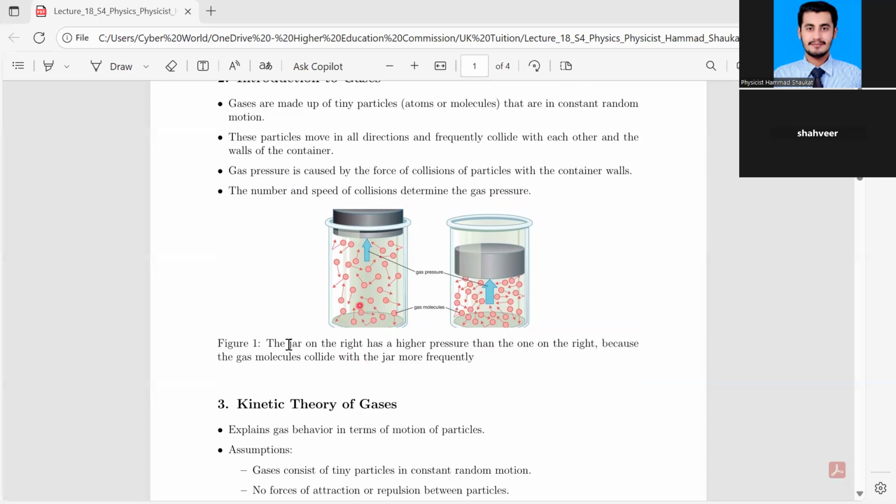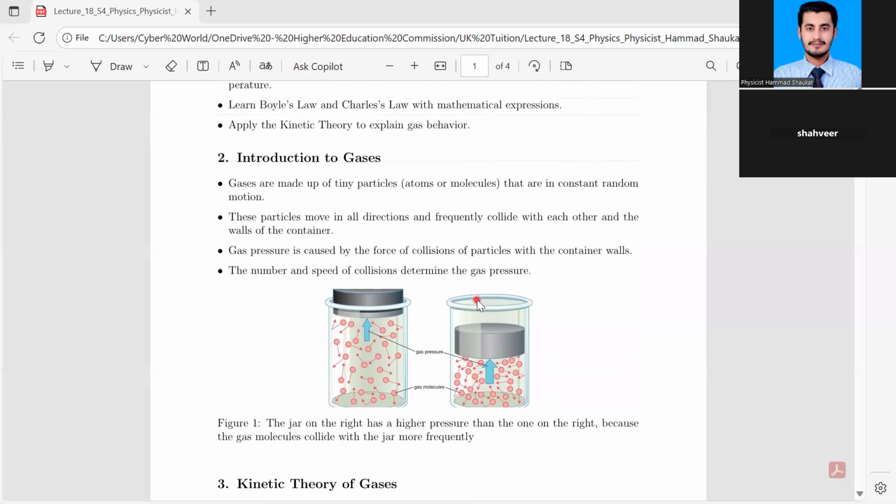So you can see here the jar on the right has high pressure. Then on the left one, there is less pressure. When you push down the piston, the pressure increases, and when the pressure increases, as you told me before, the volume decreases. And when the volume decreases, the force between the particles increases and they will exert force on each other as well as on the wall of the container. So this is basically the introduction about gases.